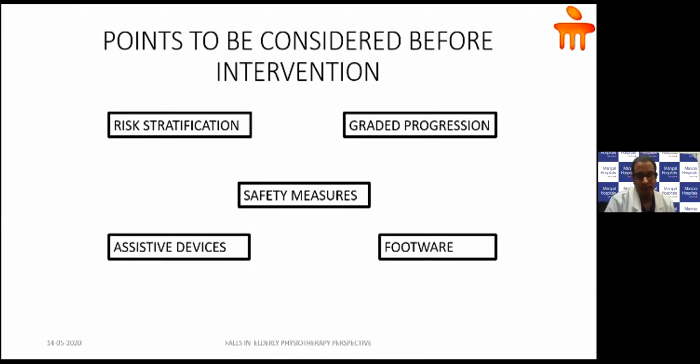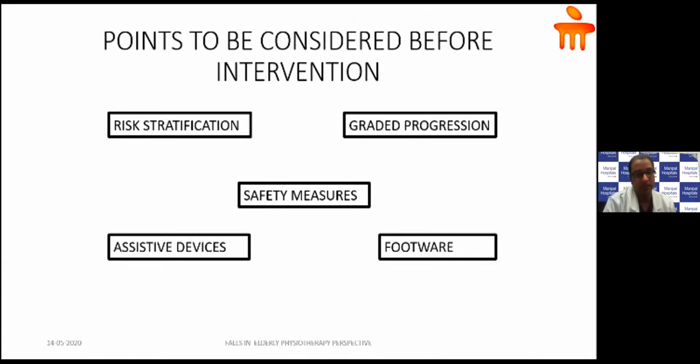So we have broadly seen how to do the assessment in a general way, then specific balance assessment for the 5 types of balance control, and then outcome measures for the fall risk. Now, what are the points we need to consider before intervention? The first thing is a safety measure.